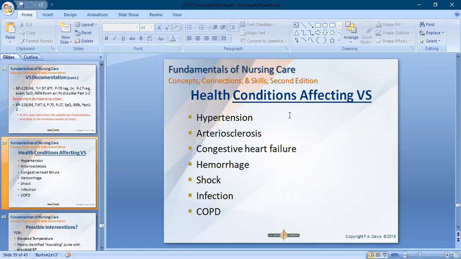Atherosclerosis alters the vital signs. Congestive heart failure alters the vital signs. Hemorrhage, shock, infections, COPD. All the time when I went through, I told you that infection increases the temperature, increases the heart rate, increases the respiratory rate. Shock decreases the temperature, increases the heart rate, increases the respiratory rate, right? So all of these conditions affect the vital signs.